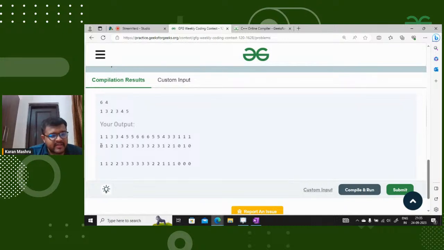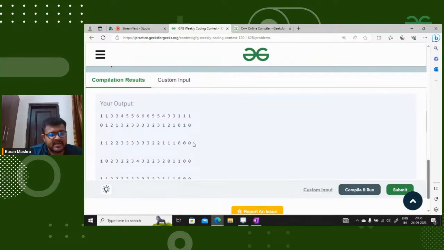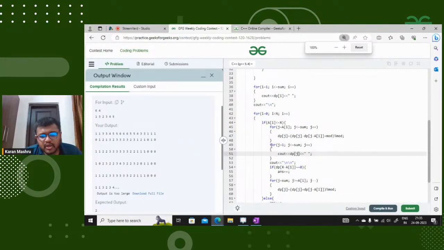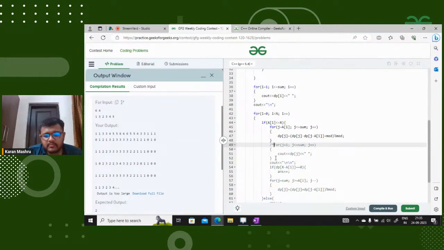So in that way, these are the number of subsets whose sum equals I if I do not consider the first element. These are the number of subsets whose sum equals I if I do not consider the second element. These are the number of subsets of sum equals I if I do not consider the third element, and so on. Okay. Now let's come back. So this will represent that. Okay, so let me comment it out.